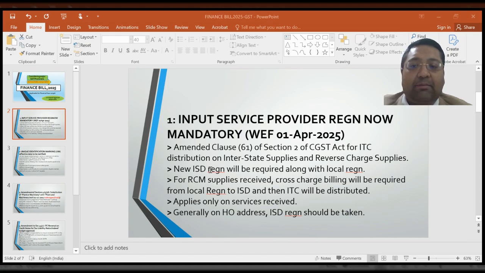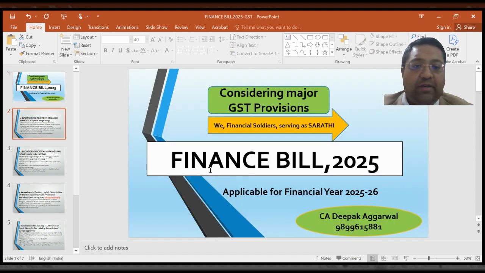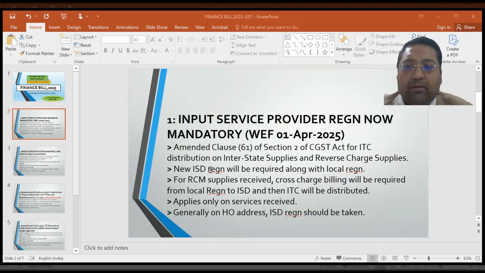The first amendment is mandatory registration for input service distributor, effective from 1st April 2025. The major first change is regarding the registration of ISD. Government has amended Section 2 Clause 61 of the GST Act. It now mandates ISD registration for ITC distribution on interstate and reverse charge mechanism supplies.